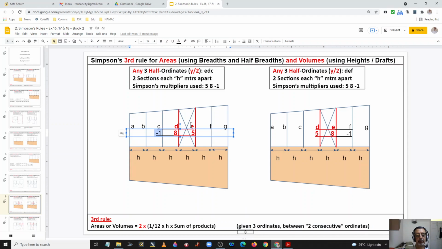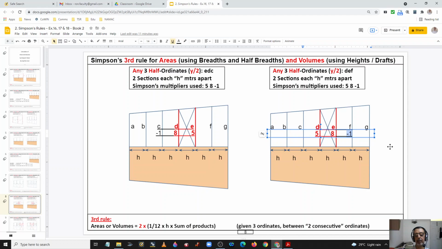Whereas in the drawing on the right, the first ordinate is D, and the multiplier therefore is 5. The last semi-ordinate is F, and therefore the multiplier is -1. This has to be borne in mind, please.